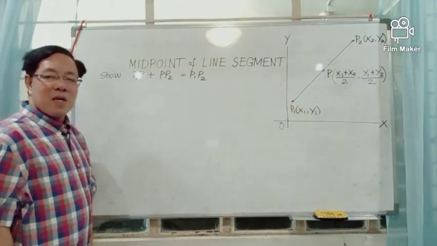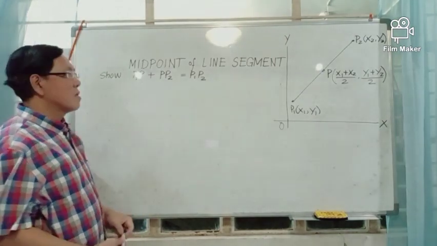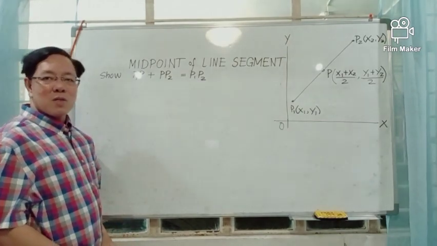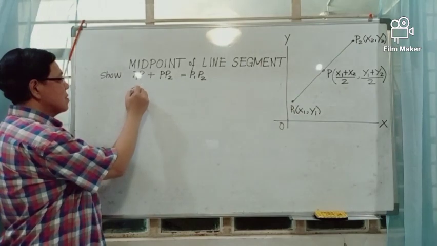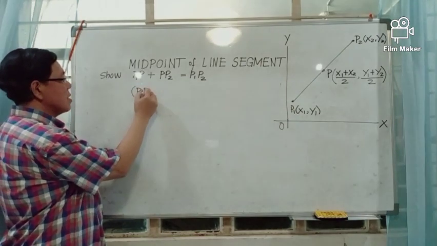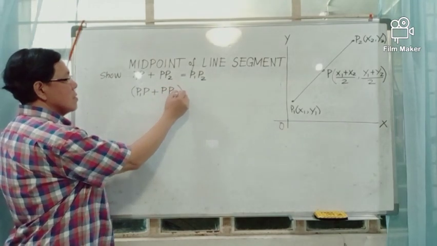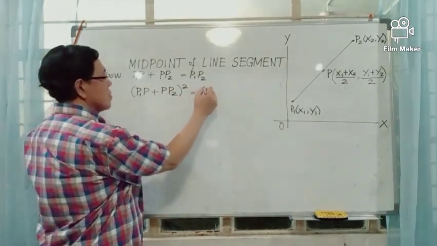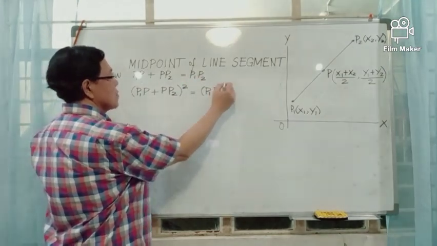Again, to simplify our solution, we take the square of both sides. We raise the left side and the right side of the equation to the power 2. From the left, we have P1P plus PP2, squared, equals the square of the distance between P1 and P2.